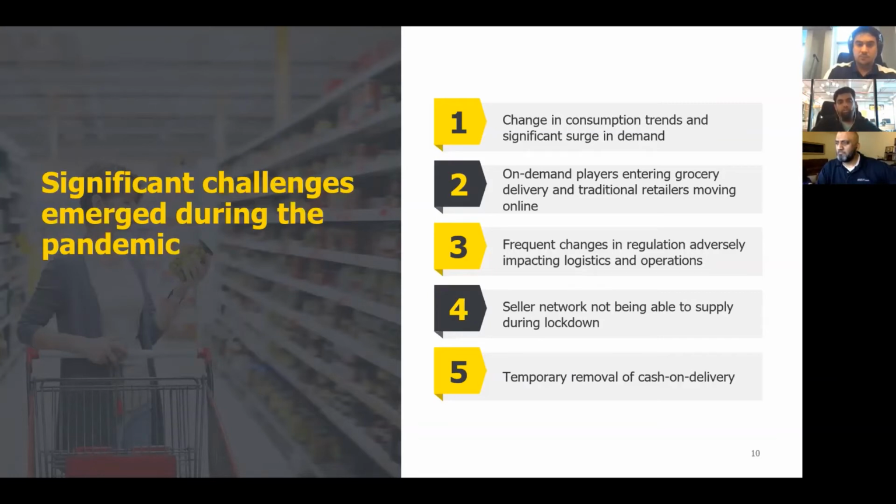So their only hope to recover those losses or get rid of those stocks was online. We did get a positive response from most of the sellers in supplying to this additional demand. There were only a small set of sellers who got impacted due to the lockdown. Okay, the last point, which is more of a challenge that we faced, was around the removal of cash on delivery. I don't think that needs much explanation.